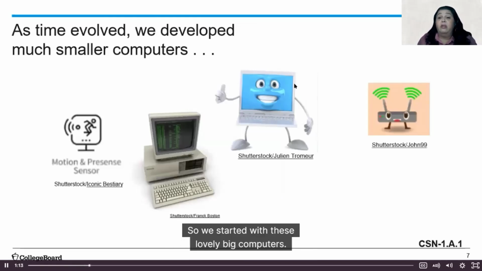We started with these lovely big computers and they got smaller and smaller and smaller. If you look, we had the computers with the nice, lovely lime green font. That was our first PCs that came out. And we also have computing devices like sensors for our smart homes. And let's not forget our routers. They are actually computing devices and they really help push things along.